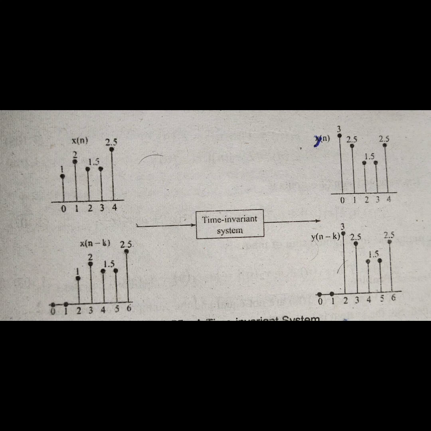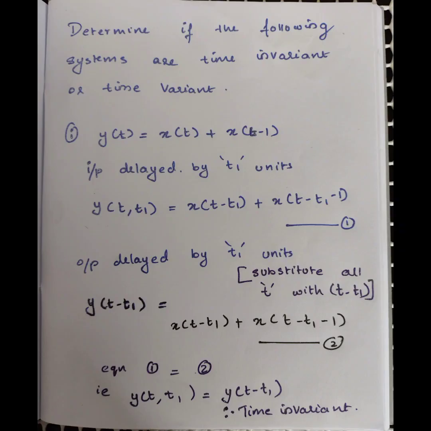A system is said to be time invariant if its characteristics do not change with time. That means if we are shifting the input signal by a certain period of time, then the corresponding output should be the same as the output shifted by the same amount of time. If you are shifting the input signal by say T1 units, then the output obtained for that particular input should be the same as the output shifted by the same T1 units of time. So let us see how we determine whether a system is time variant.